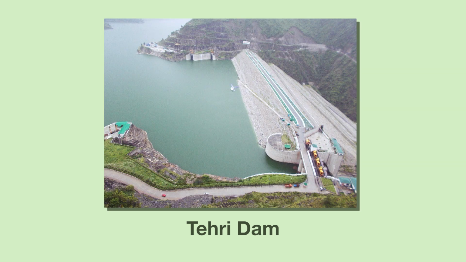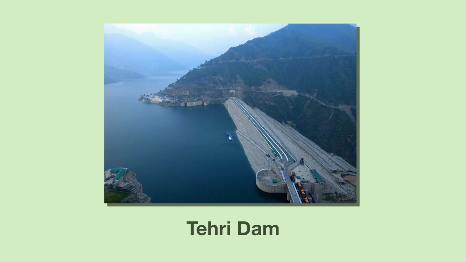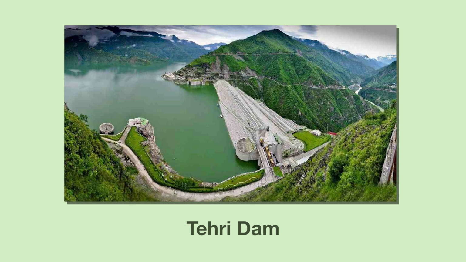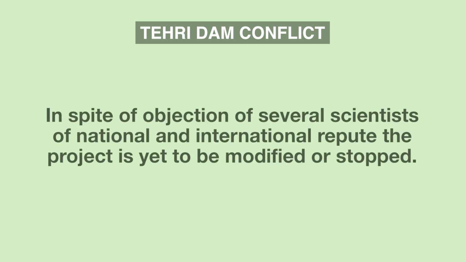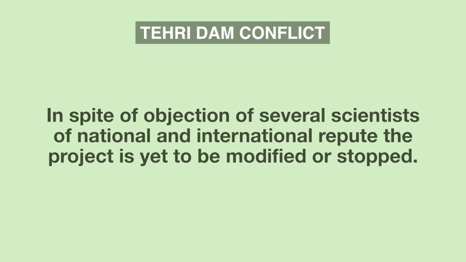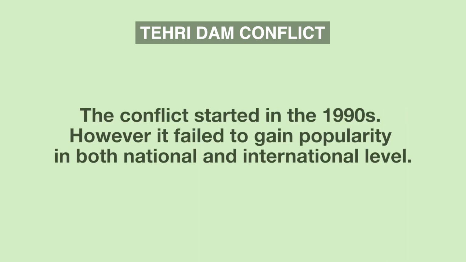The 260.5 meter high Tehri Dam on the Bhagirathi in the Garhwal Himalaya. It will support prosperity by generating 2,400 megawatts of peaking power, which according to the dam builders will help in establishing 140 industrial cities. The project has generated controversy since its inception. In spite of objections of several scientists of national and international repute, the project is yet to be modified or stopped. The conflict started in the 1990s.